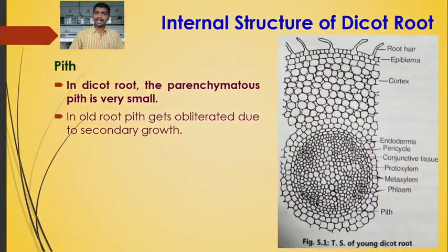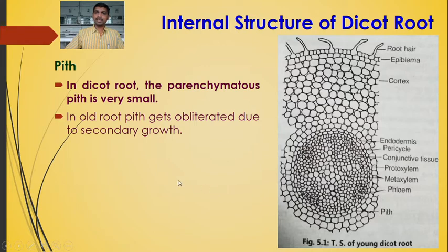Now the pith in dicot root: the parenchymatous pith is very small. Here we can see the pith region, which is very small, and in old root the pith gets obliterated due to secondary growth. This pith is replaced by the cells of secondary growth. Secondary growth occurs due to the vascular cambium, where secondary xylem and secondary phloem are formed. So the pith region is replaced by the secondary xylem. At the center, this is the secondary xylem.